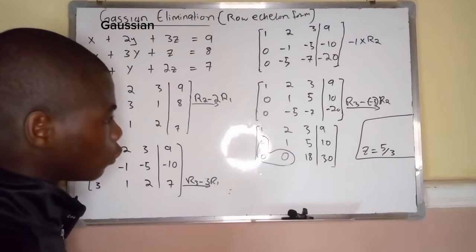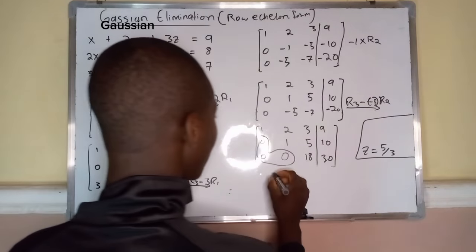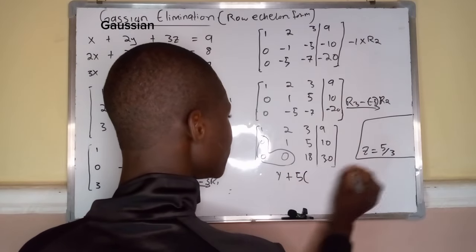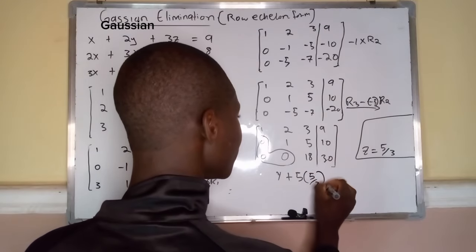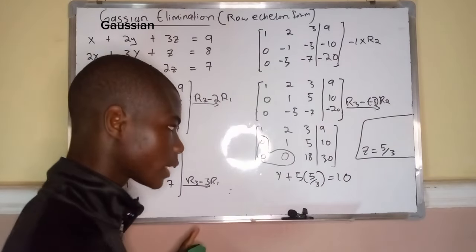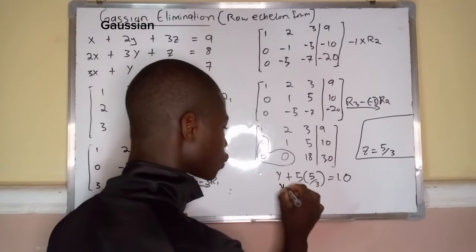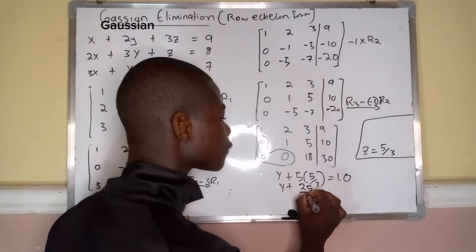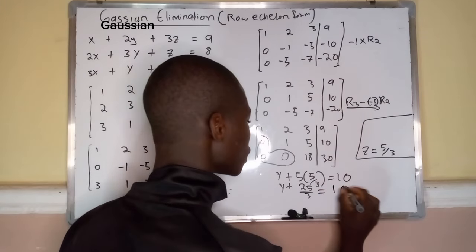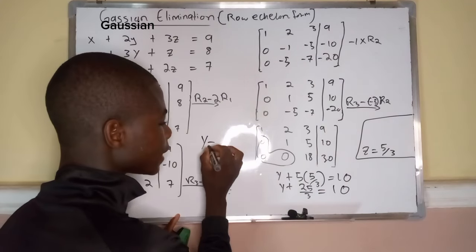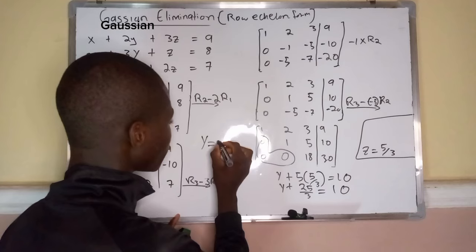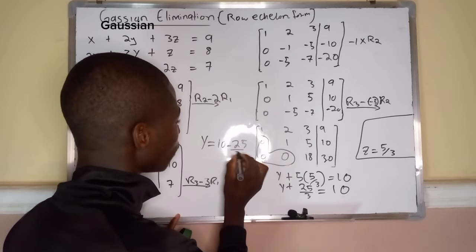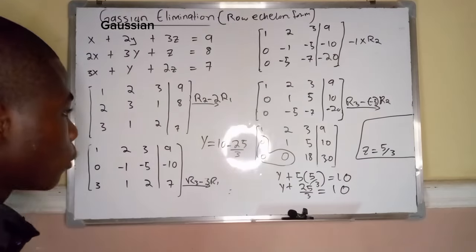So therefore, let's see the value of y. I have y plus 5z, which is 5 over 3, equal to 10. 5 times 5 is 25. So therefore, y plus 25 over 3 is equal to 10. And then y is equal to 10 minus 25 over 3.